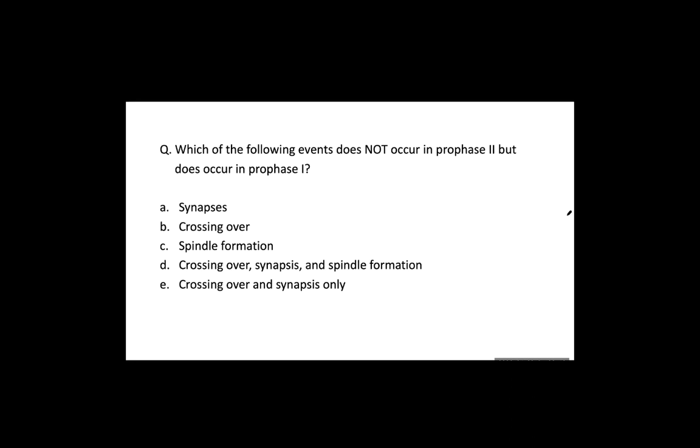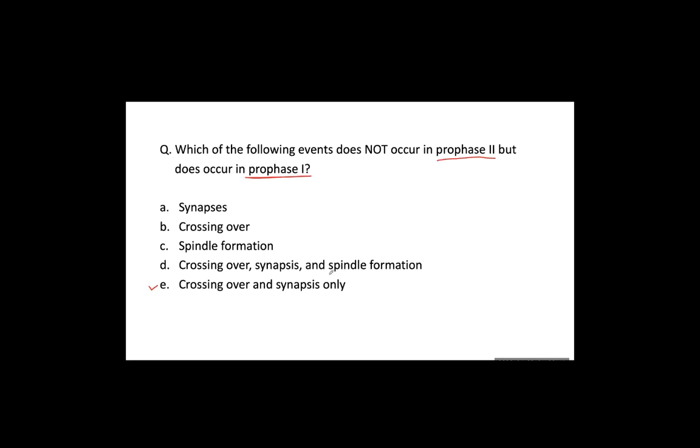So let's solve this question. Which of the following events does not occur in prophase two, but does occur only in prophase one? Prophase one, you have a pair of homologous chromosomes. Therefore, synapsis occurs, yes. Also, crossing over occurs. I think the closest answer is crossing over and synapsis only. I think in prophase two or so, spindle formation takes place. Yes, but they are asking about only the event that can occur in prophase one. In prophase two, crossing over and synapsis cannot take place.